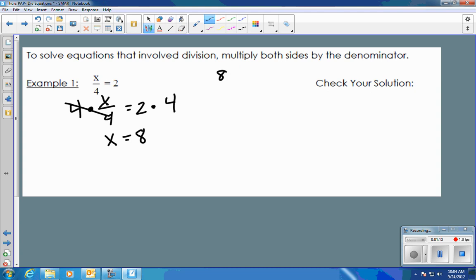It's always a good idea to plug your answer back in and see if it works. Is 8 divided by 4 equal to 2? Yes, it is.